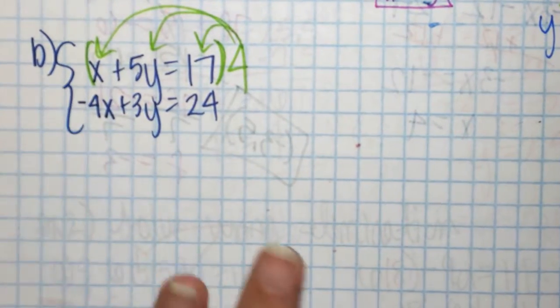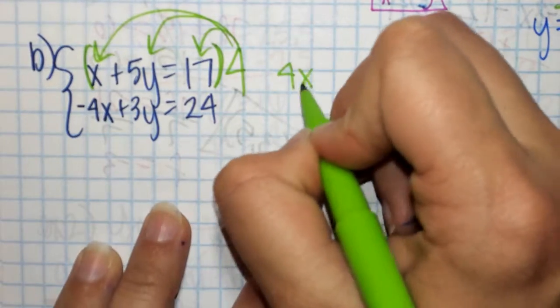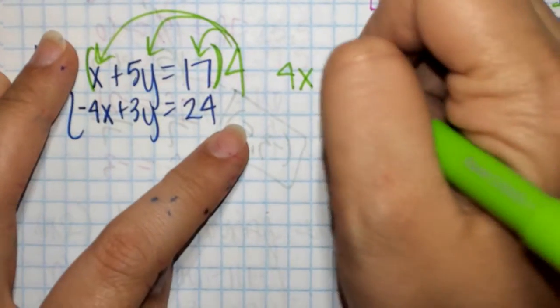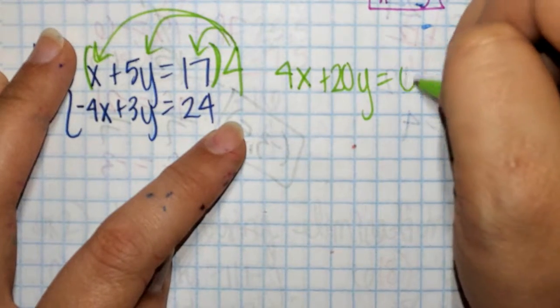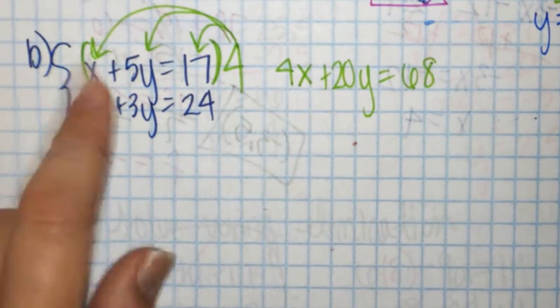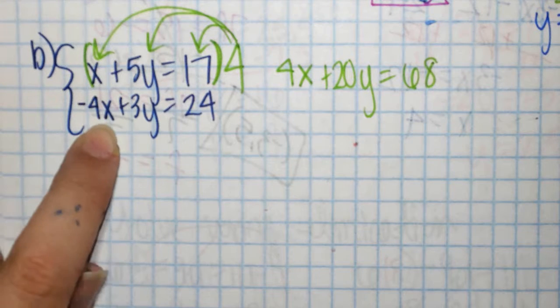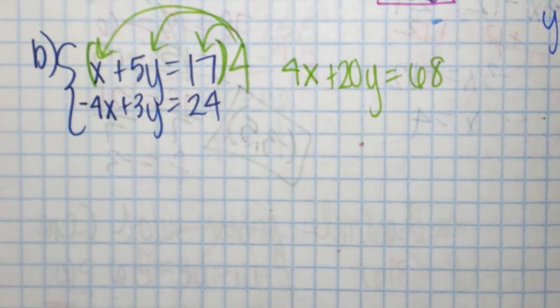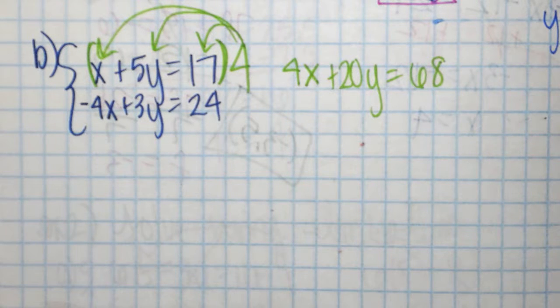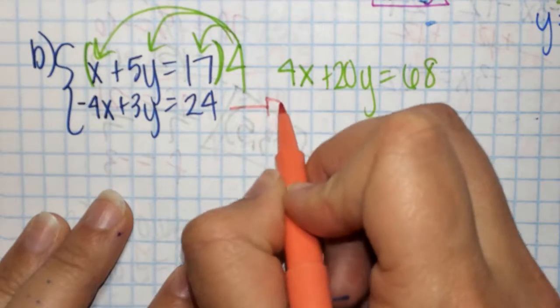Everything. So what's 4 times X? What's 4 times 5Y? And what's 4 times 17? Do you see why, though, we eliminate X and not Y? Yeah. Okay. All right, does everybody see where we got our numbers from? Are we sure? Okay, now let's bring this equation over.